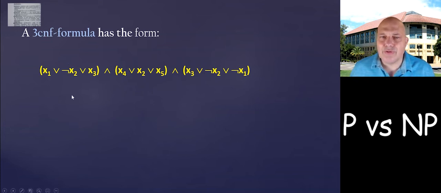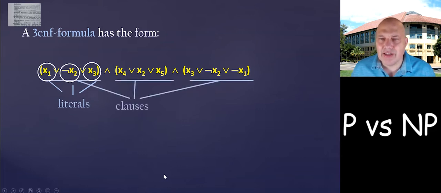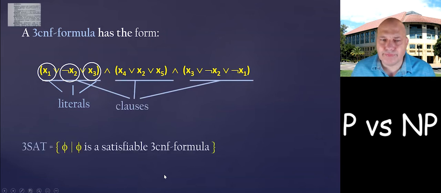It asks for this clause to be true and this clause and this clause. And each one of these clauses asks for one of the literals to be true. So you need one true literal within each one of these clauses to satisfy this 3CNF formula. Right, so these are the literals, variables and their negations, and these are the clauses. 3SAT is all the formulas phi, such that phi is a satisfiable 3CNF formula, a subset of SAT.